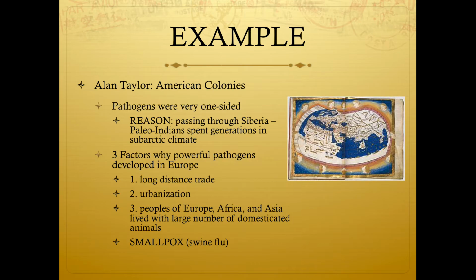Also very interesting, Europe, Africa, and Asia all domesticated animals, and they lived amongst large numbers of domesticated animals. So you might say, well, why is that important? Well, there are a lot of diseases that animals can have that eventually can mutate, and humans can be affected from it. Smallpox, one of the deadliest of the diseases of the time period, right? Today, you hear of swine flu.